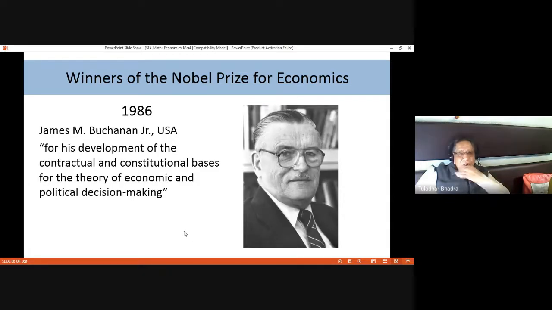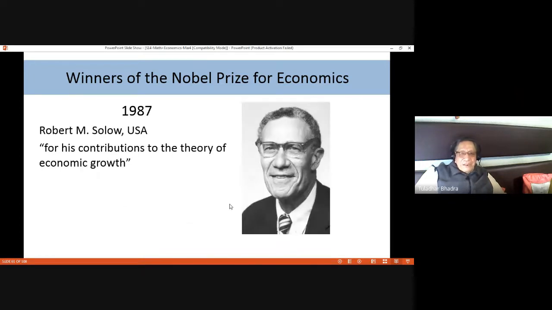1986, James Buchanan Jr., USA, for his development of the contractual and constitutional basis for the theory of economic and political decision-making. Not too much related with mathematics. 1987, Robert Solow, USA, for his contribution to the theory of economic growth. Let's say that more and more economists from USA are getting this Nobel Prize for economics.